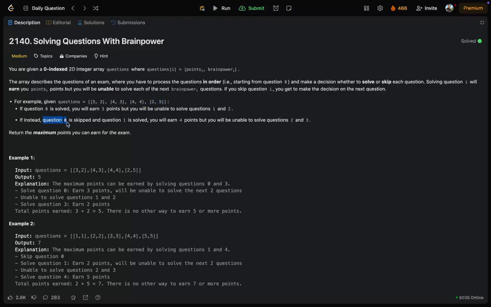If instead question 0 is skipped and question 1 is solved, you will earn 4 points, but you will be unable to solve 2 and 3, right? So if the array is this, we need to figure out the maximum points you can earn from this exam. The maximum points you can earn is by solving this question and this question. So we got a total of 5 points, right? So let's build the approach.